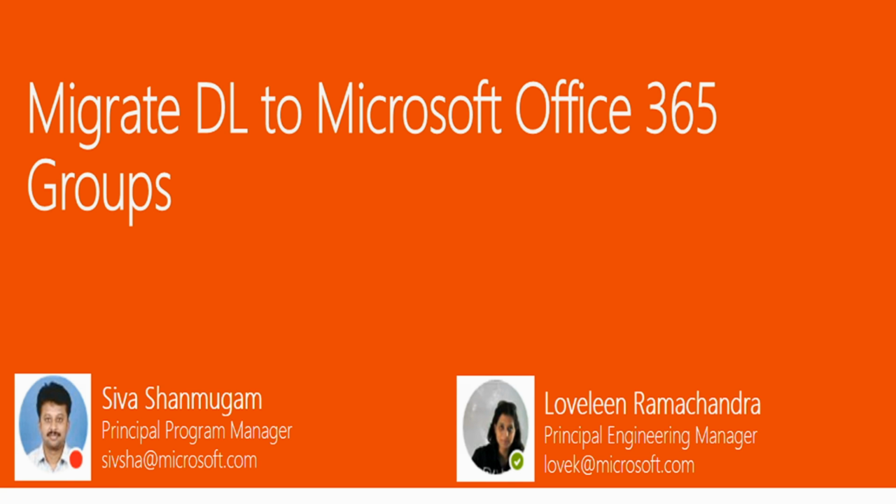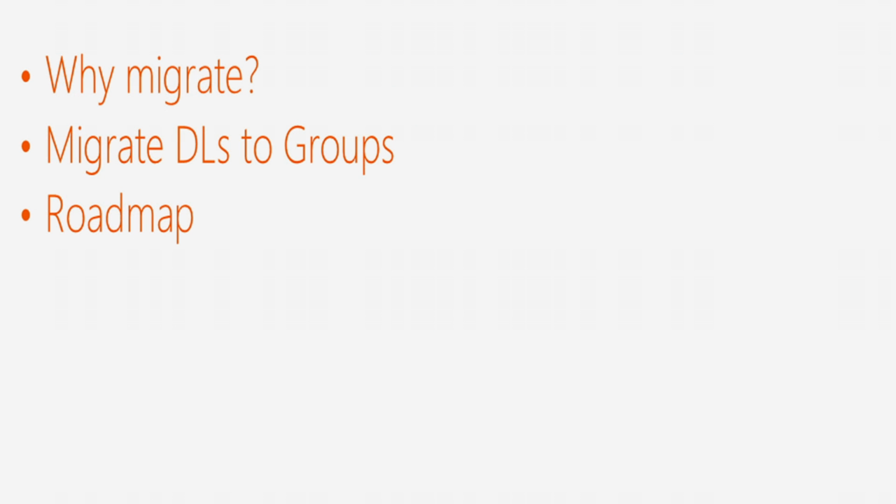Throughout this presentation, I'll be referring to distribution groups as DLs and Office 365 groups as groups. As part of the agenda today, I will walk you through why you should migrate from DLs to groups. We have worked on a few tools, and we'll introduce you to them. You might already be using them. If you're not, we'll show a demo of the tools that are available. And we'll also talk a little bit about the roadmap, on where we are with respect to the DL parity features on groups.